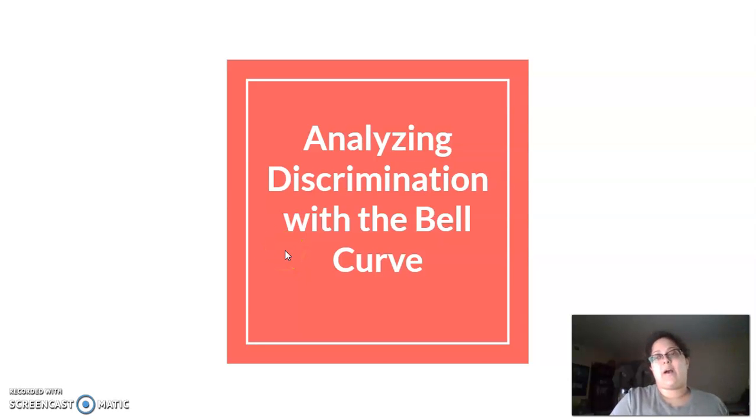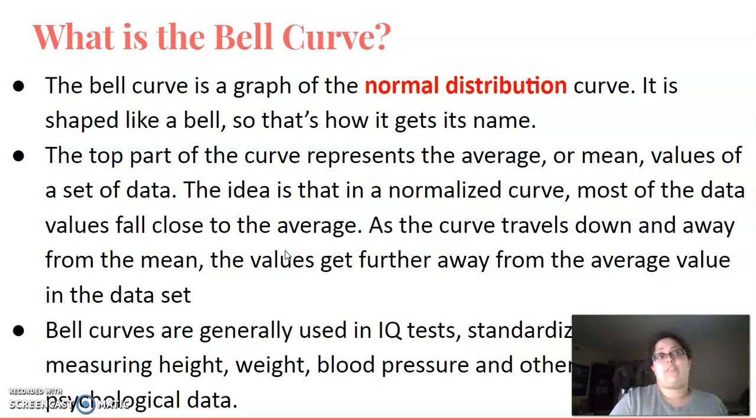All right, so let's talk about how we analyze discrimination with the bell curve, or really looking at the discrimination within the bell curve, because that's what we're going to be talking about. So the bell curve is a graph of the normal distribution curve, okay? The normal distribution curve is sort of like an adjusted version of some data. I'm going to talk about that in just another slide.